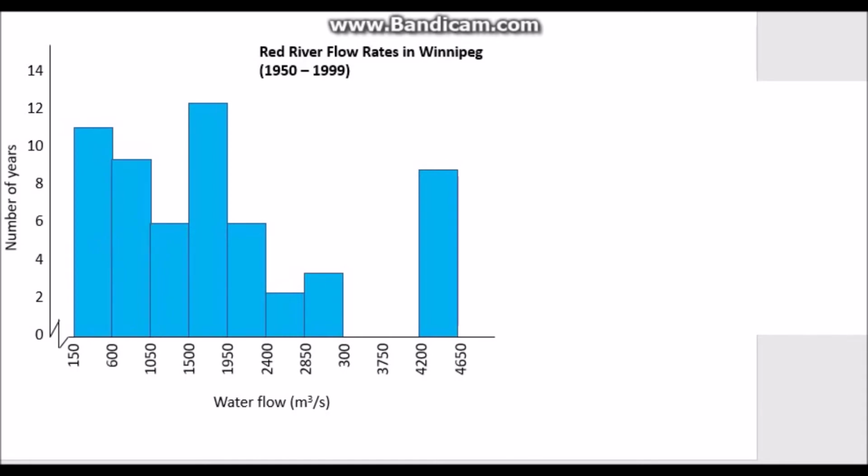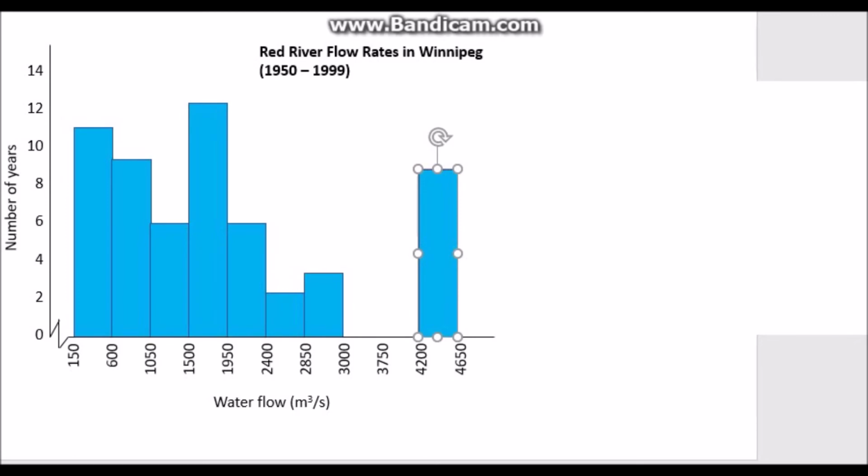And this picture is a lot easier to read than that data set I gave you before, right? You can immediately tell me, well, most frequently you're getting between 1500 and 1950 meters cubed per second. You can tell me least frequently you're getting something between, oh, this should be 3000, I'll make that fix, between 3000 and 3750. Okay, and you can also see that, yeah, we get some floods quite frequently here in the Winnipeg area around the Red River. About 9 times you're going to get more than 4,200 meters cubed per second.